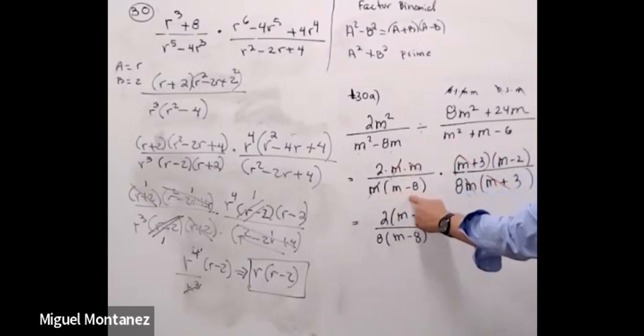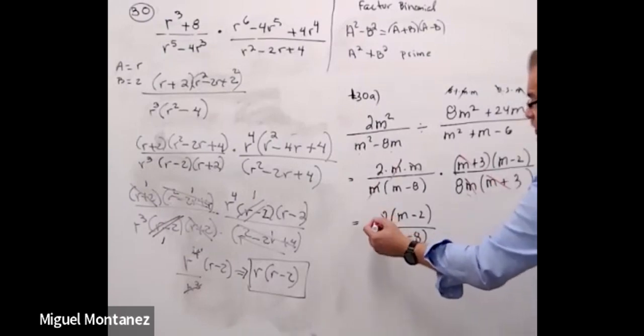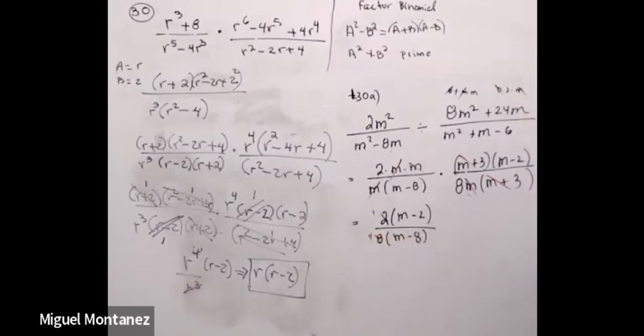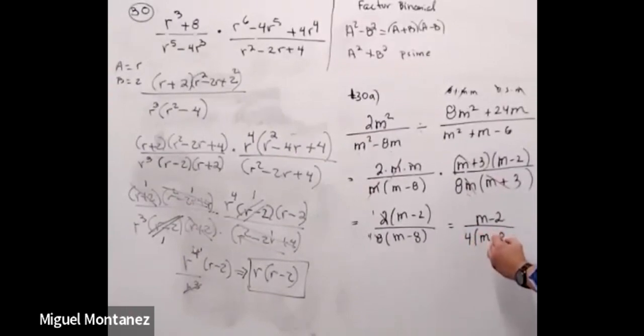So 2 over 8, and of course, we know that 2 over 8 is the same thing as 1 over 4. It's a common factor of 2. So 2 divided by 2 is 1, 8 divided by 2 is 4. Let me just write that here on the side. So 1 times m minus 2 is simply m minus 2, over 4 parentheses m minus 8. And we are finished.